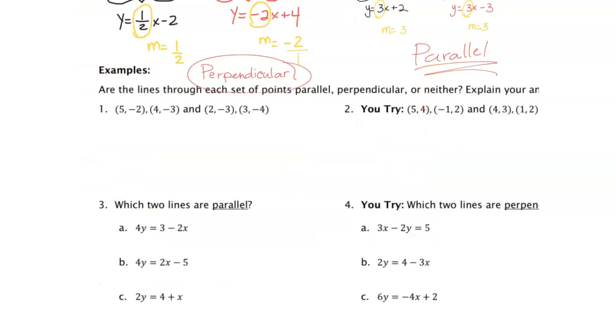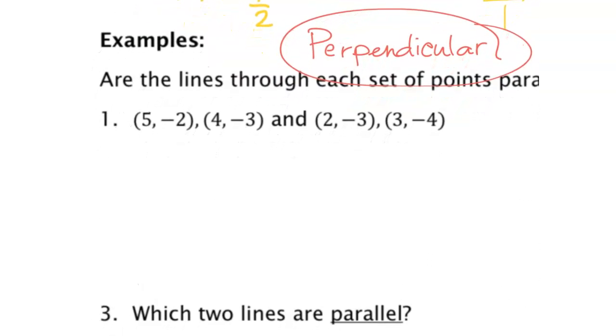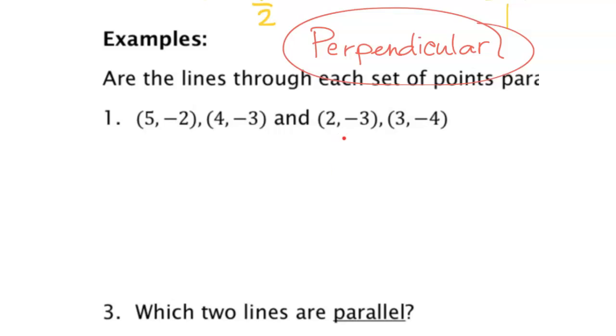All right, so let's approach this problem in a little bit of a different way. We have: are the lines through each set of points parallel, perpendicular, or neither? Explain your answer. So in this case, we're given two sets of ordered pairs. In number 1, we have the two points (5, -2) and (4, -3). And then our second set will be (2, -3) and (3, -4). So first off, note that these first two are on line 1, and your second two are for your line number 2. So you're trying to see if these two lines are actually parallel.